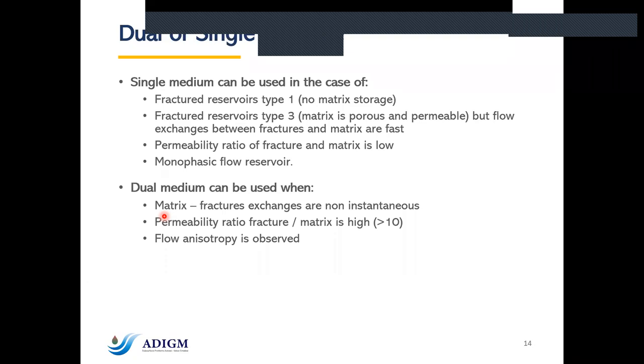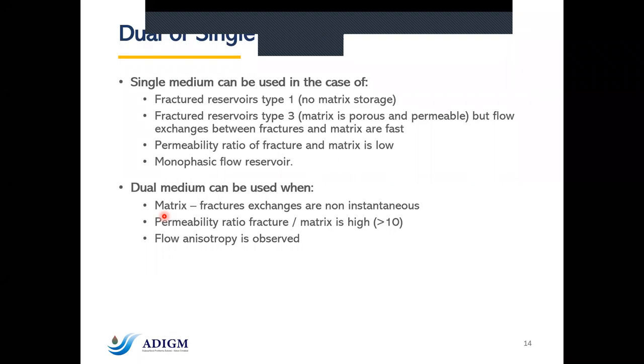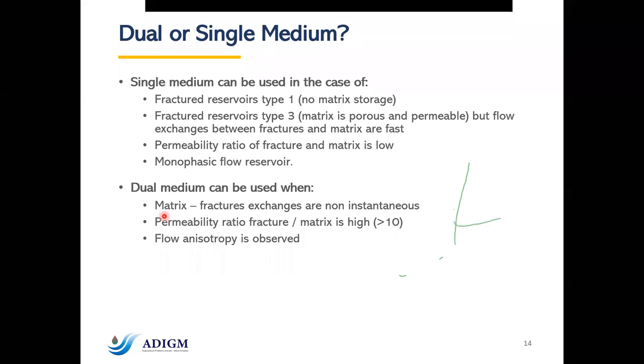And then the type 3 fracture reservoirs, where we have a matrix which is porous and permeable, but the flow exchange between fractures and matrix is fast. In this case, the property difference, especially the permeability between the matrix and the fracture, is not really contrasting. The third point is that the permeability ratio of fractures to matrix is quite low. And the last one, you can use the single medium if it is a single phase reservoir, for example, only gas or only oil, but it's quite rare.